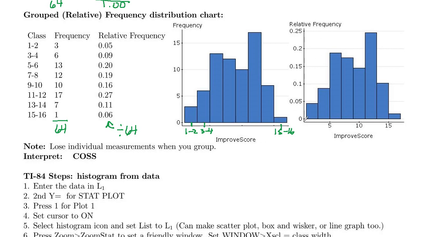For relative frequencies, our relative frequency went up to a little greater than 0.25. We had 0.27 at the highest. This bar should go up a little higher than our 0.25 here. So something like that.